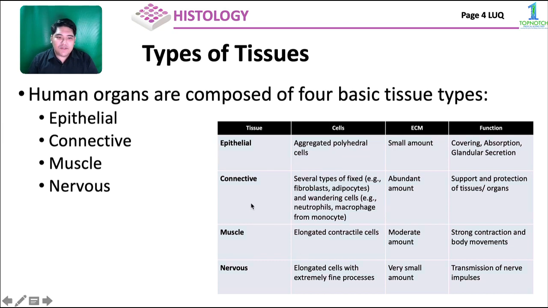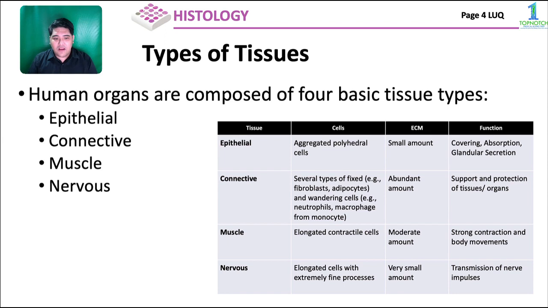Pero this is a nice table showing you the key differences of your different types of tissues, beginning with your epithelial tissue, okay, aggregated polyhedral cells, dikit-dikit sila, and you will understand why, because of the function: covering, absorption, and glandular secretion. Your connective naman, ang extracellular matrix niyan sobrang dami kasi it forms the bulk of the tissue or organ. Okay, so ano ba ang main function ng connective tissue nyo? Support and protection of tissues. Your muscle naman, medyo moderate lang kanyang extracellular matrix, okay?